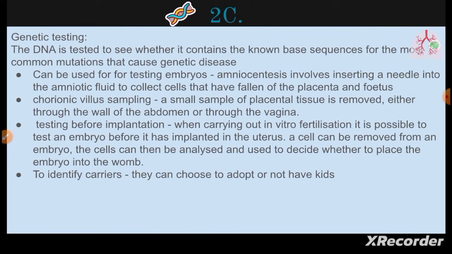Genetic testing can be used for testing embryos. Amniocentesis involves inserting a needle into the amniotic fluid to collect cells that have fallen off the placenta and fetus, and then they are tested for the mutations. Chorionic villus sampling: a small sample of placental tissue is removed either through the wall of the abdomen or through the vagina. Testing before implantation for IVF: it is possible to test an embryo before it has been implanted into the uterus. A cell can be removed from an embryo. The cell can then be analyzed and used to decide whether to place the embryo into the womb or not.